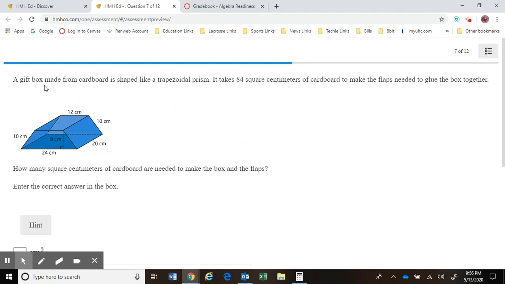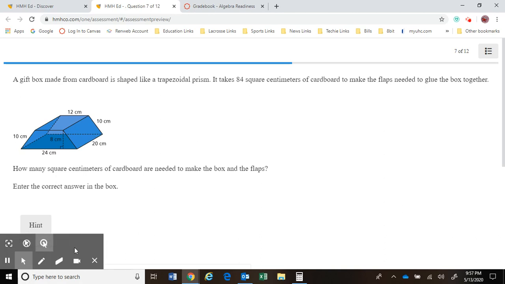A gift box made from cardboard is shaped like a trapezoidal prism. See the 2 faces here? They're both trapezoids, and of course, the rest of the faces are rectangles of some sort. It takes 84 square centimeters of cardboard to make the flaps to glue the box together. How many square centimeters of cardboard are needed to make the box and the flaps? Okay, so I know that 84 square centimeters make the flaps. Those are all the sides that I peel up, right? But what about the box? And then of course I'm going to add that all together.